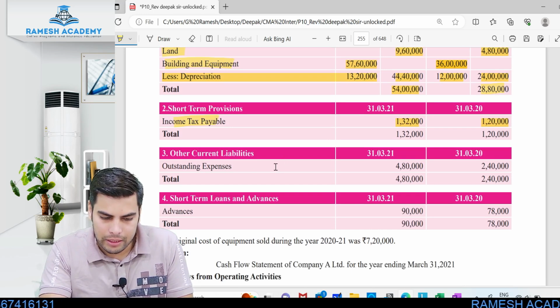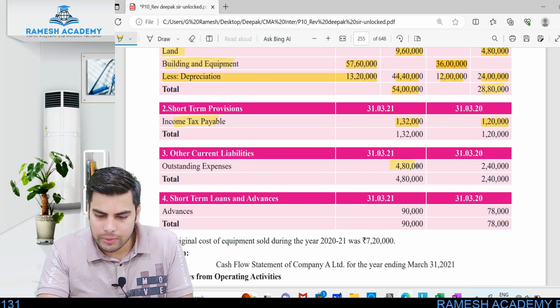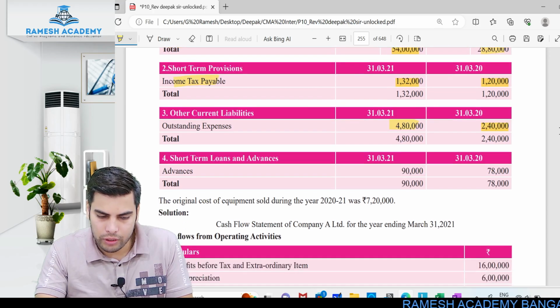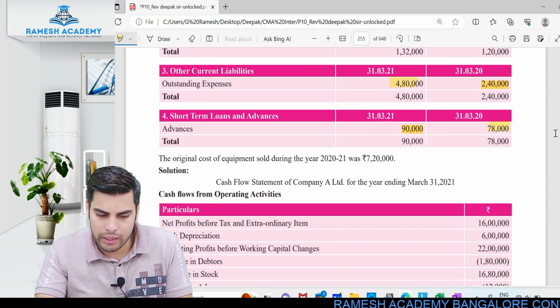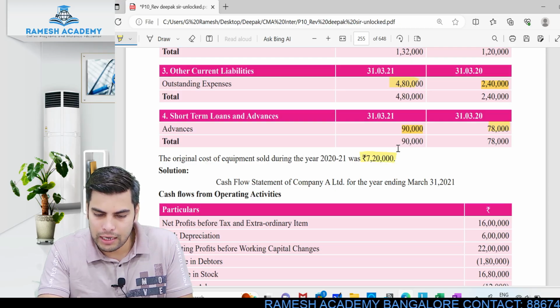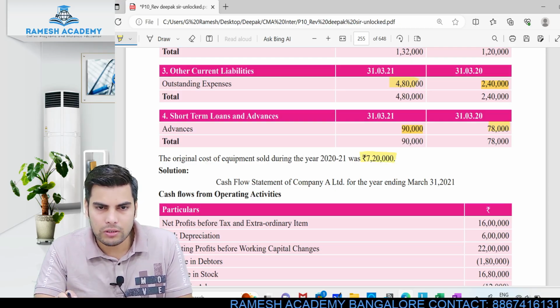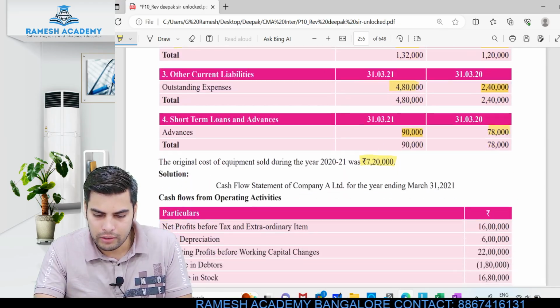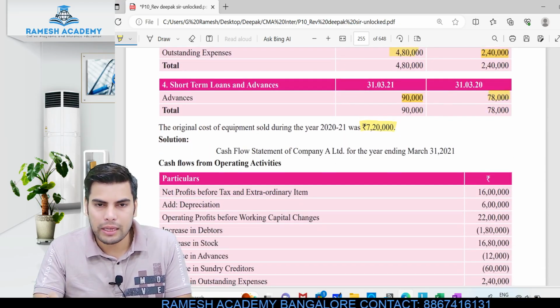Other current liabilities, we have got outstanding expenses 4 lakh 80 and 2 lakh 40. Short term loans and advances from 78,000, it is increased to 90,000. Okay. Original cost of equipment sold during the year was 7 lakh 20,000. This is the original cost of the equipment which is sold. All right. So they're just asking us to prepare the cash flow statement.